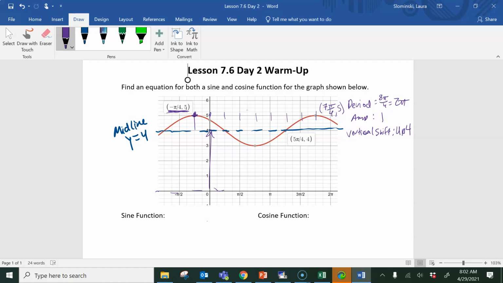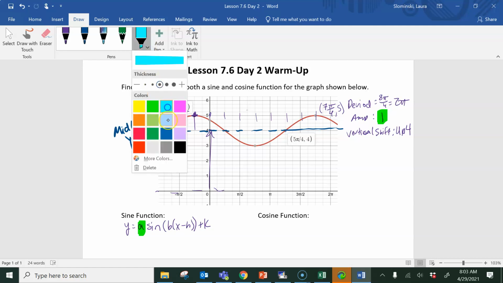Okay, so let's start with the sine function. If I'm writing the sine function, I'm going to write y equals a times the sine of b times x minus h plus k. That's what I'm looking for. I've already dealt with a, that's my amplitude, that's just going to be 1. So we can highlight here, a is going to be 1.